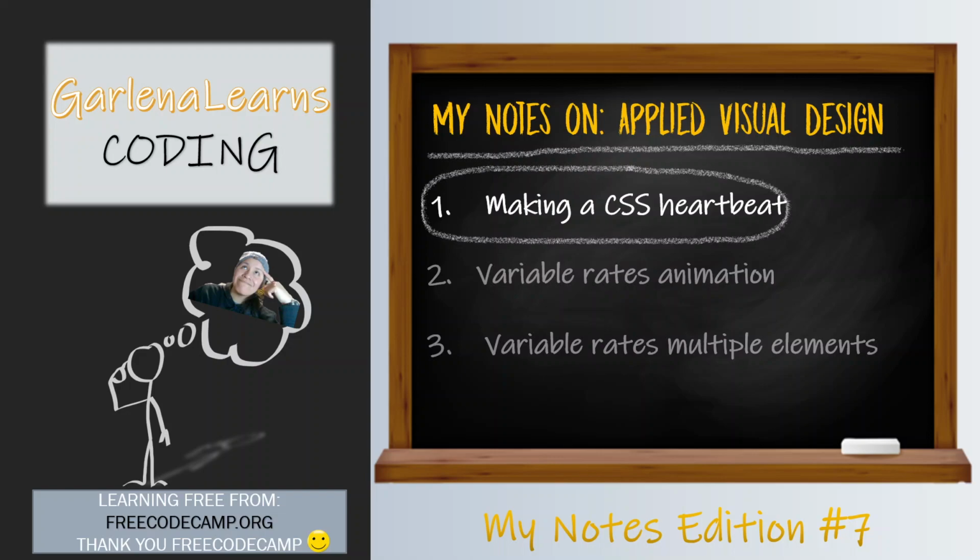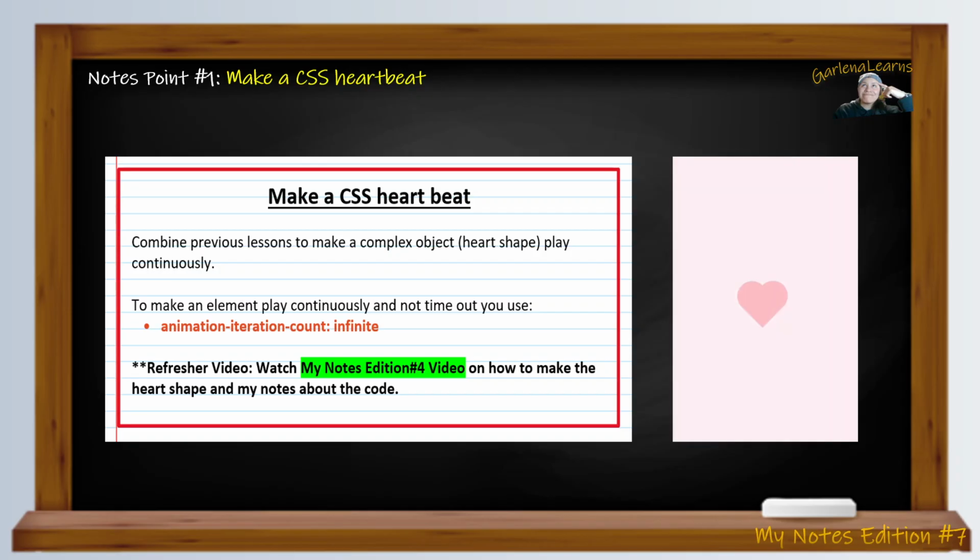So, making a CSS heartbeat. I thought this was a fun skill to learn. What you do in this one, the animation is just making, just like it says, the heartbeat and the background flash. I made a previous video on how to make the heart shape, and also went over using the infinite keyword. So this code right here is just combining a bunch of the previous stuff that you already learned and making this animation.